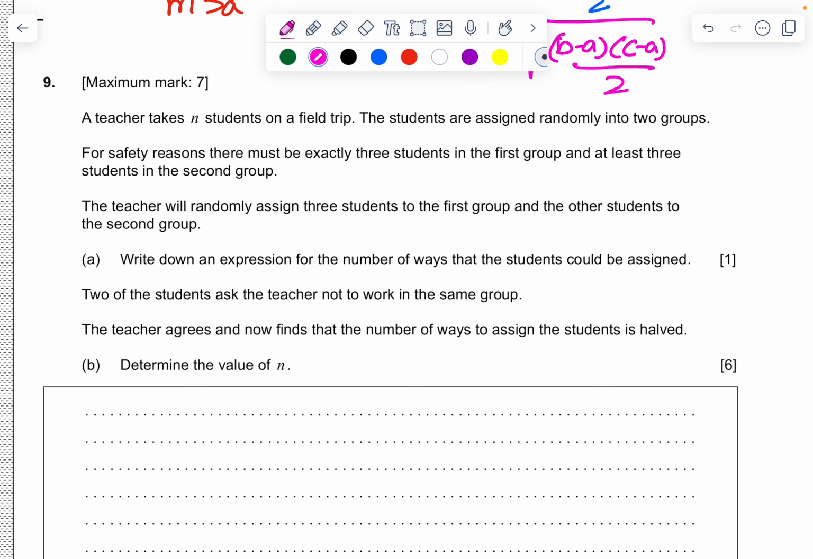The students are assigned randomly into 2 groups. So, how many groups are being arranged? They are being arranged into 2 groups. Now, what is being told? So, I have n students and 2 groups.